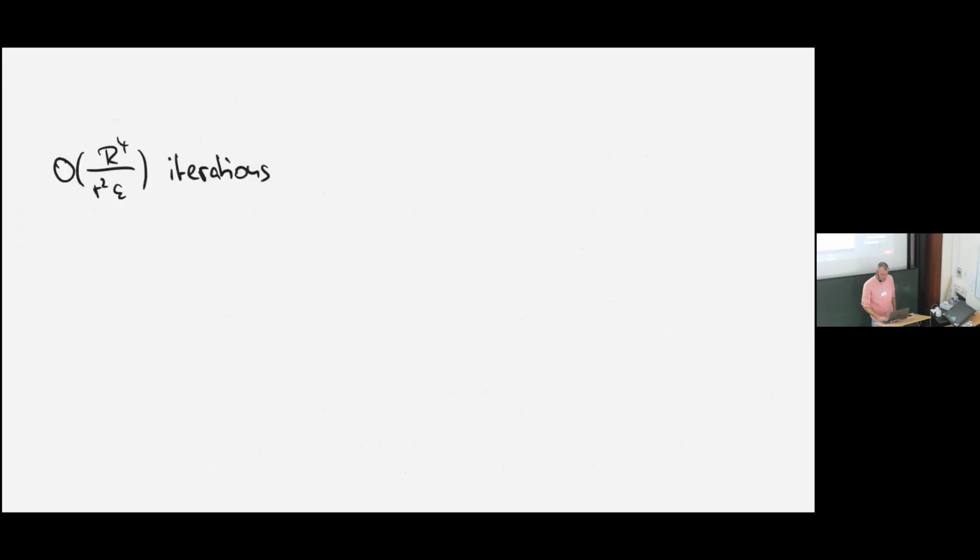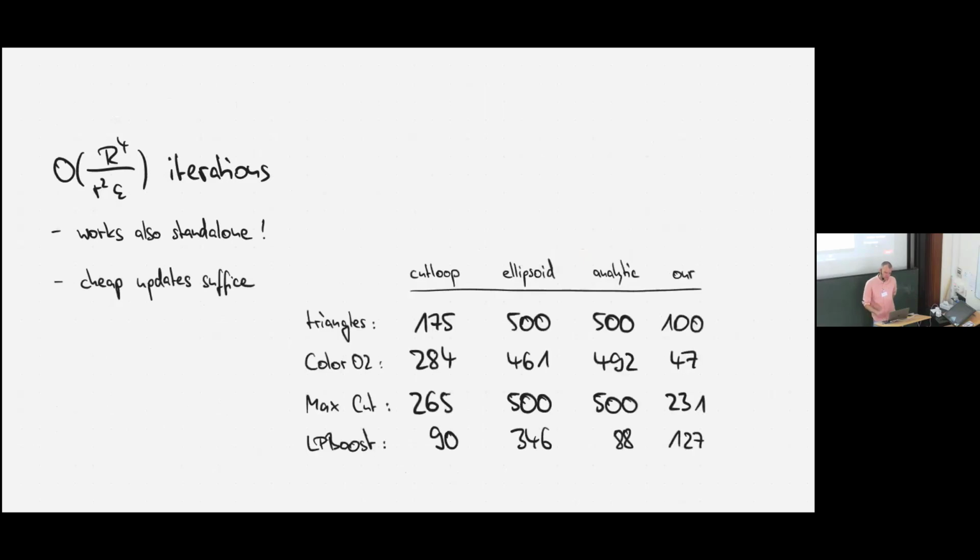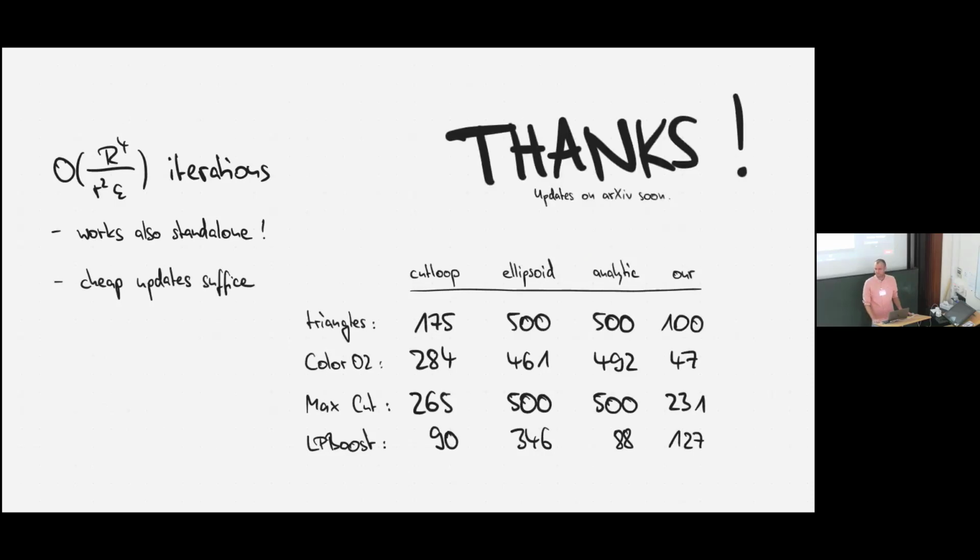Let me close with some concluding remarks. We have a nice iteration bound that we're happy with for the moment. Of course, this also works standalone. We don't need the cutting plane loop around this, so it still makes sense. Cheap updates suffice if you just want to go for this. We're happy with the experiments at the moment. I think there's a lot of flexibility to tune, and that's everything I wanted to say.